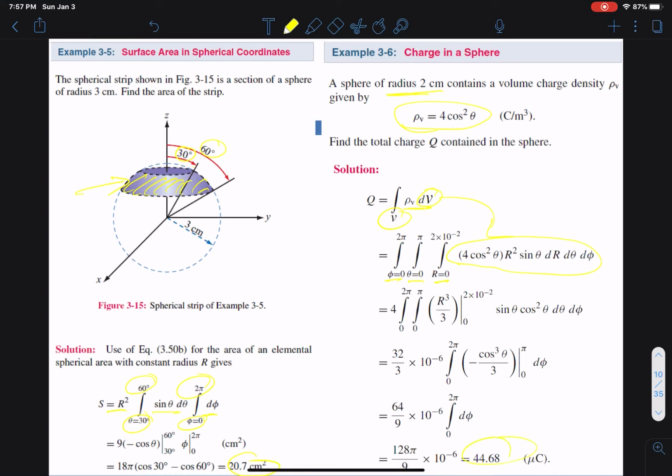So if you know what you're doing in any coordinate system, you can basically apply integration to find the volume, area, or charge in that particular volume, or even on that particular surface, if you know the surface density of the charge.